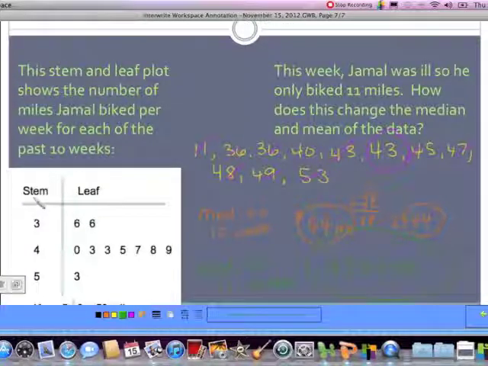So let's take a look at our median. Our median only lowered by 1 mile. If you think back to the last example, and I'll use yellow this time, it says how does this change the median and the mean of the data? The answer is here. The mean was lowered by 3 miles.